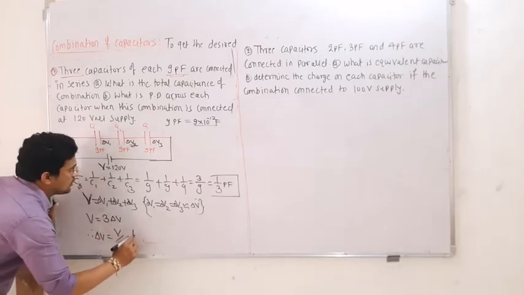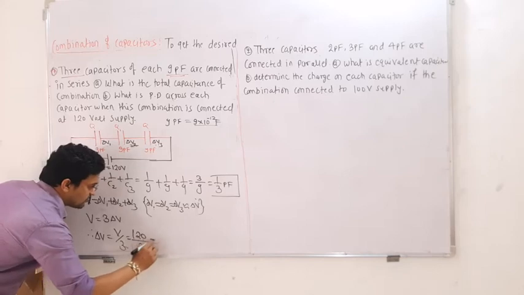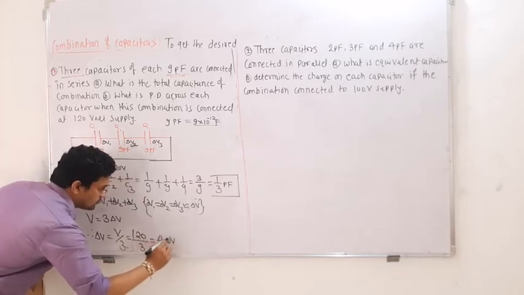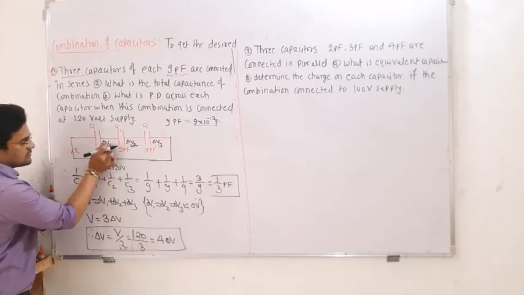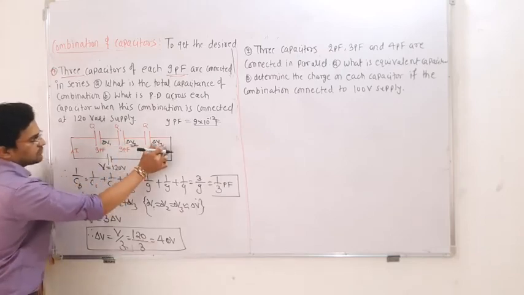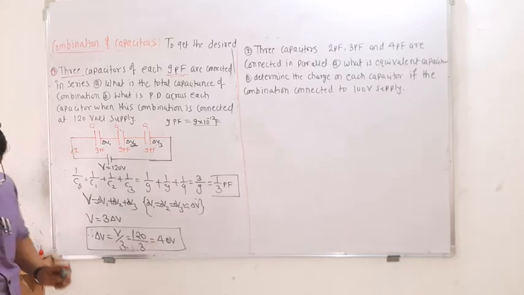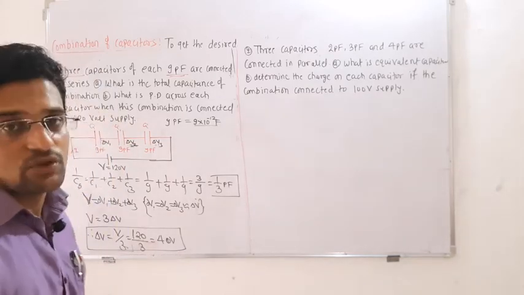So V is nothing but 120 divided by 3, which becomes 40 volt. That means across each capacitor delta V1 is 40, delta V2 is 40, and delta V3 is 40. So this is your answer. Next, read the second question.